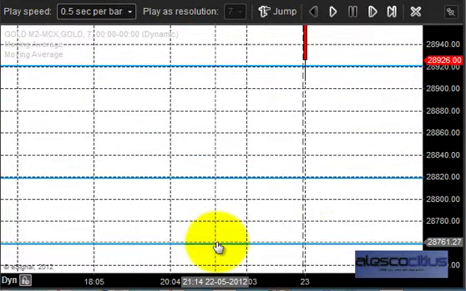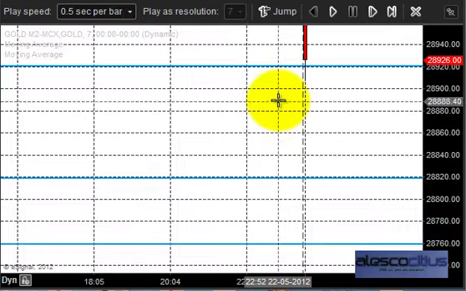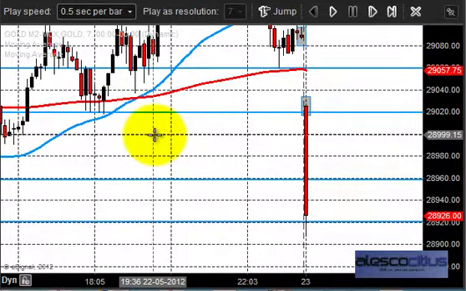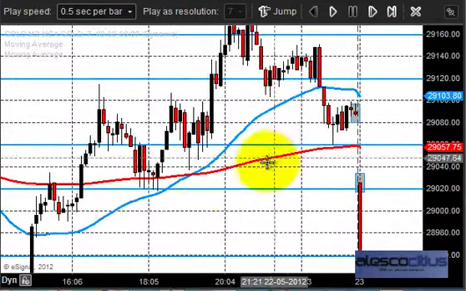28,820 and 28,720 as a major support zone. So till 28,720 we expected gold to stay in buying. So let us see what happened on the previous day also.